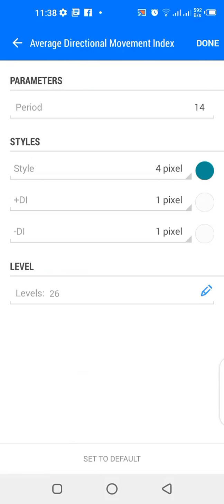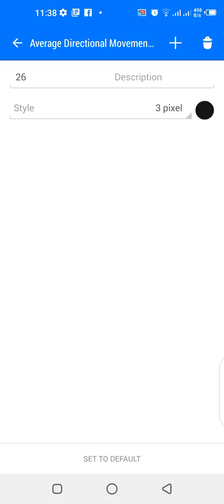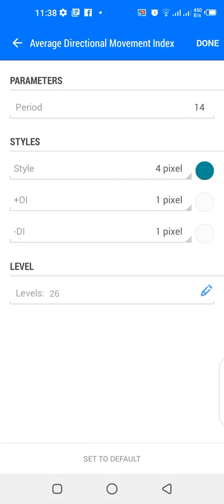ADX period is 14. Now the star color is green. The plus D1 and plus D2 colors will match the background color of the chart, and the level is 26, and the style color of the level is black.